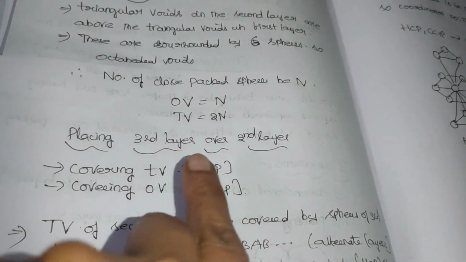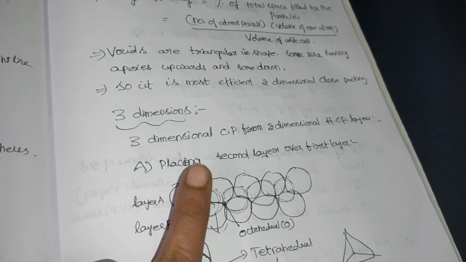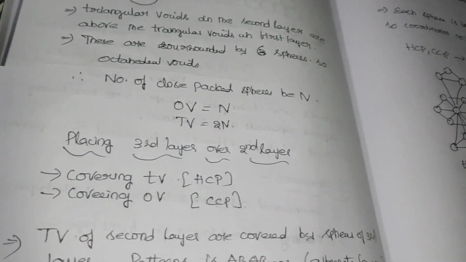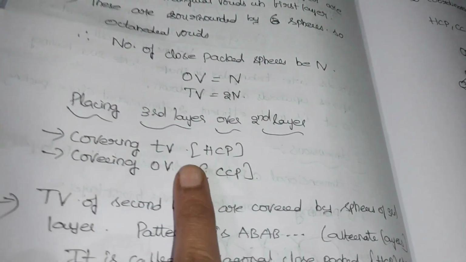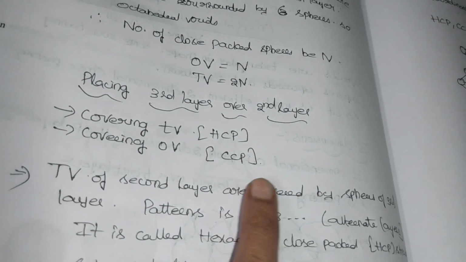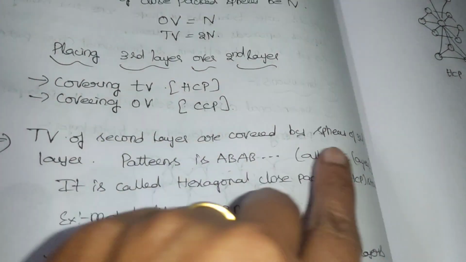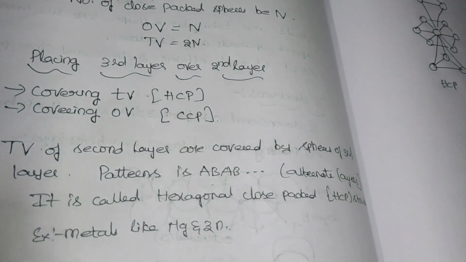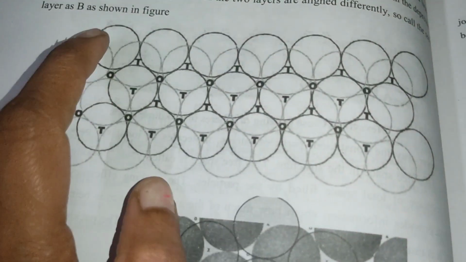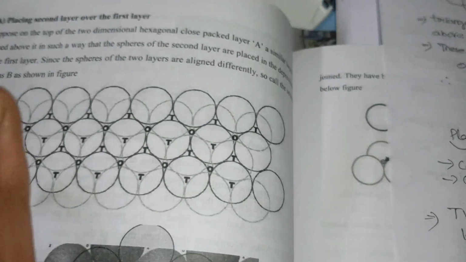Then placing the third layer over the second layer. In the last step, we placed the second layer over the first layer. After that, we are placing the third layer over the second layer, converting the tetrahedral void to HCP and converting the octahedral void to CCP. We'll see what is HCP and CCP. So tetrahedral voids of the second layer are covered by spheres of the third layer. We are covering the second layer with the third layer. Like this we can cover. So the second layers are covered by third layers, covering the tetrahedral holes and the octahedral holes.